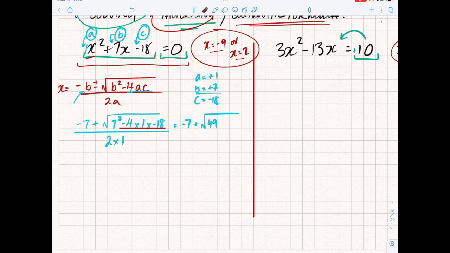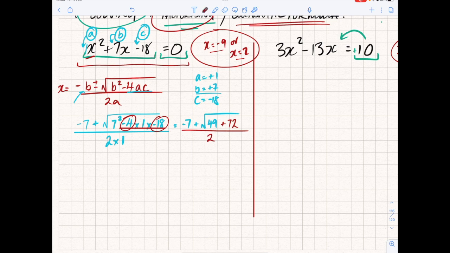But instead of it being a negative, because you're doing -4 times -18, it becomes a positive. So that actually becomes 72. And then that's all divided by 2. Okay, so what I've just done there: 7 squared is 49, -4 times 1 is just -4, and then -4 times -18 gives you a positive 72. So at that point, what you're effectively doing is the square root of 72 plus 49.